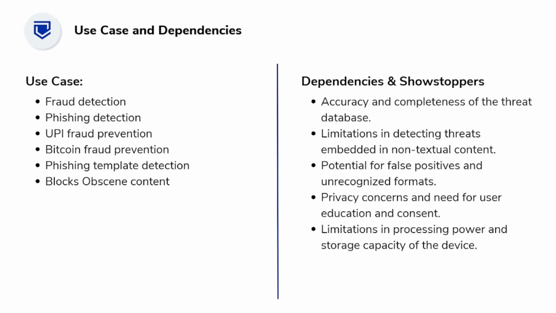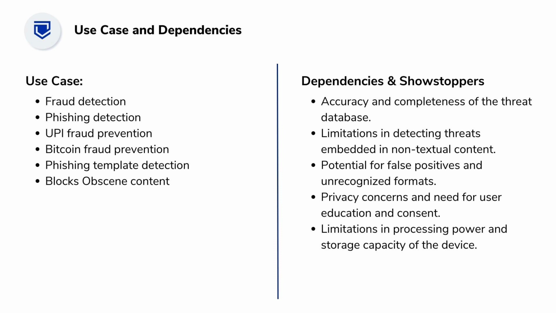So hi everyone, I'll be enlisting some features and use cases of this project of ours. Firstly, fraud and phishing detection. Our system has the ability to scan your device, and if it finds any suspicious links, suspicious messages, and URLs that have been associated with fraud and phishing attempts in the past, our system will warn the user to stay clear of that.